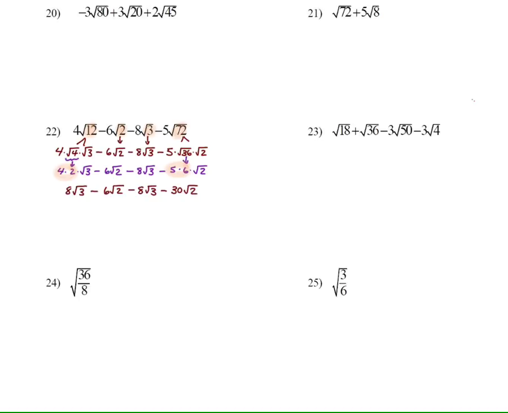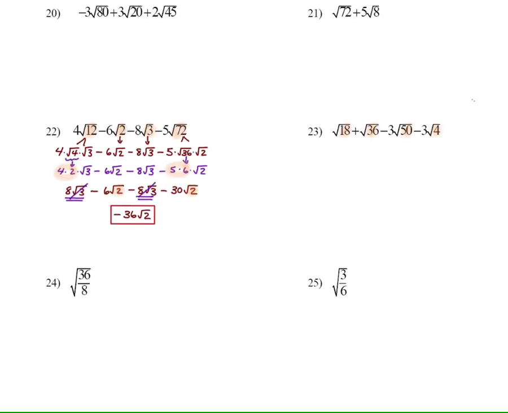And then what I notice is I have 2 root 3 terms and 2 root 2 terms. So if I combine the 8 root 3 minus 8 root 3, that actually adds to 0. So I don't need to write anything, but I have negative 6 root 2 minus 30 root 2, which will then combine to negative 36 root 2, and that would be my final answer.